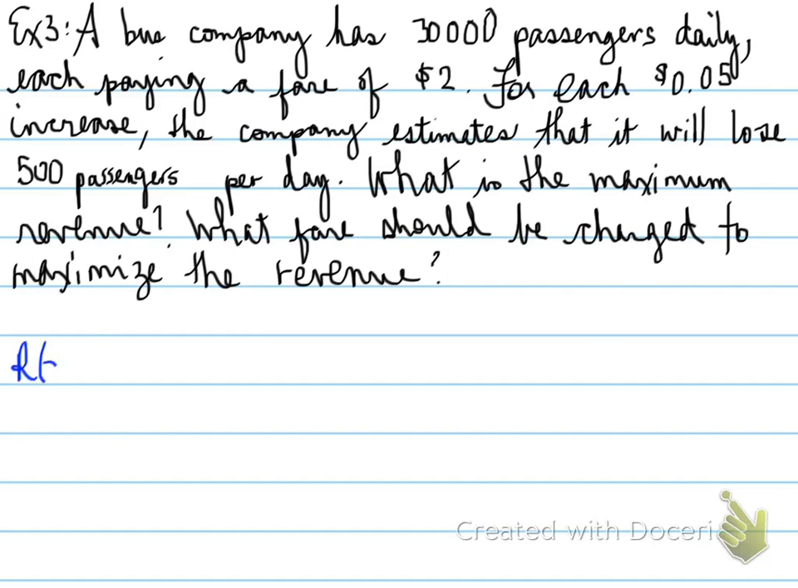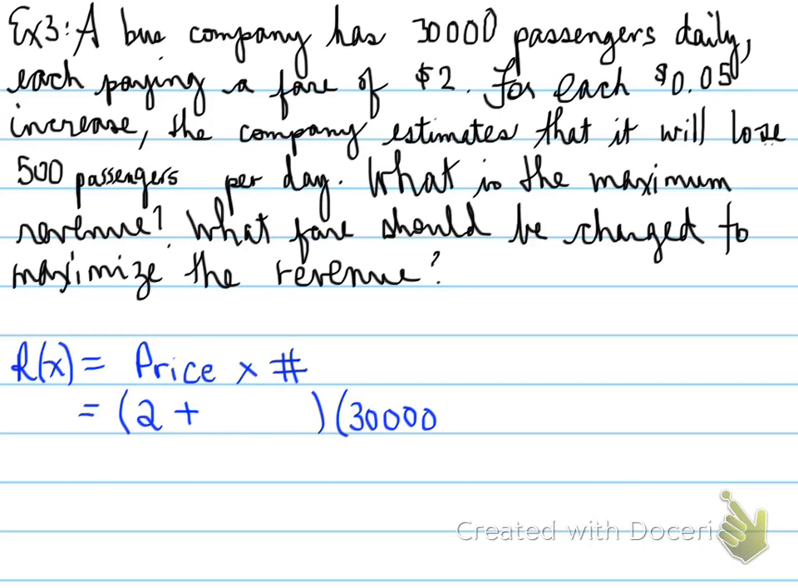It has a revenue that it talks about. How is revenue generated? It is generated by having a certain price of something and the number of items that is actually sold. In this case, we have a $2 bus ticket that will generate about 30,000 passengers. When we increase the price, that is add from $2 a 5-cent increase a certain number of times, so 5-cent increase intervals, our passengers will go down.